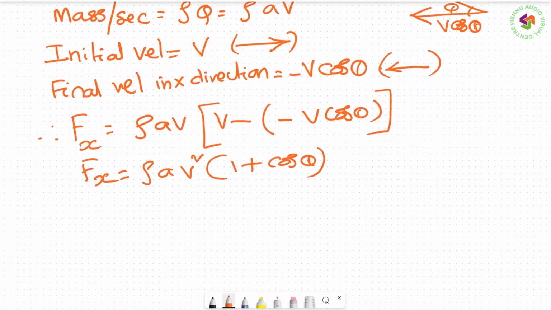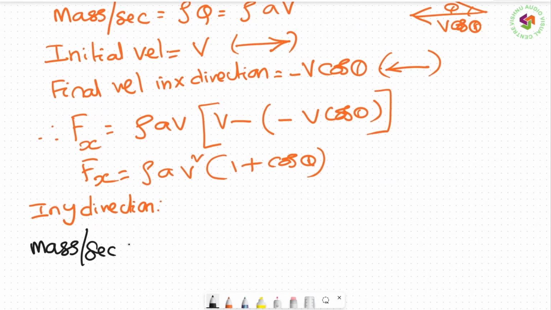Right? This is one. First one is closed actually. So now basically, if I take the y direction, let us take that also in y direction. Mass per second does not change. Mass per second is always rho Q. It is equal to rho AV, right?